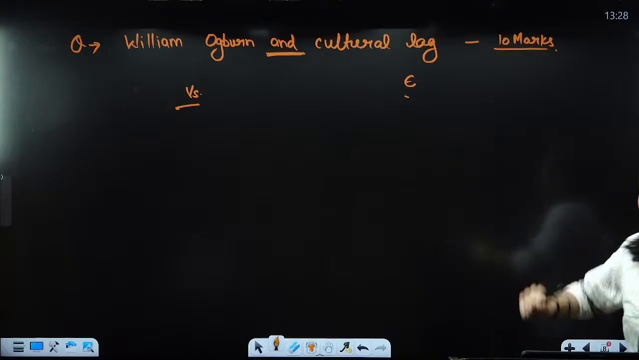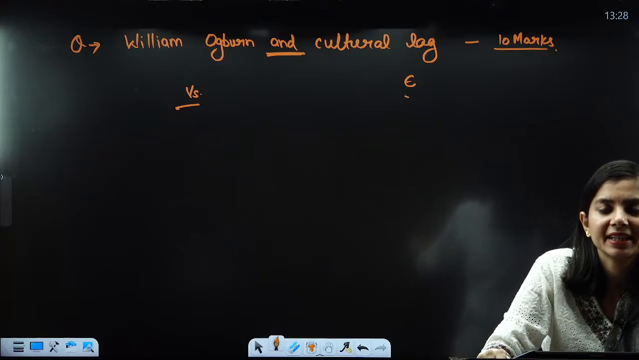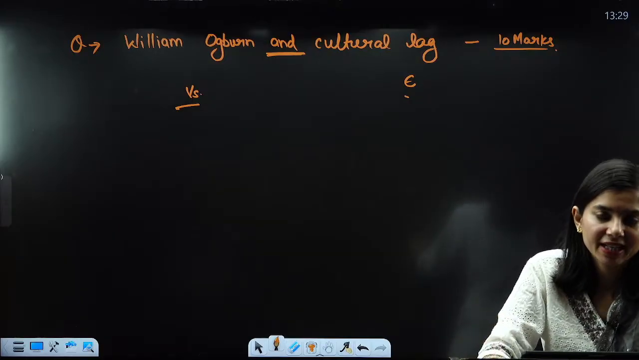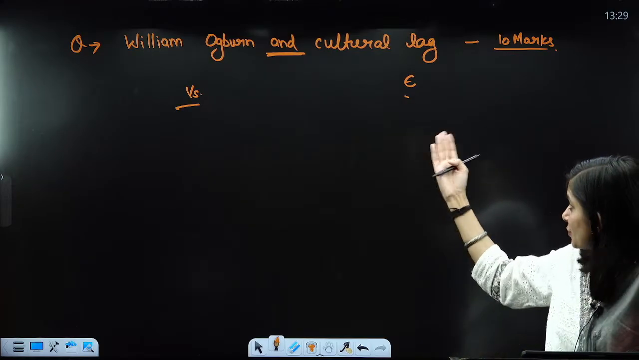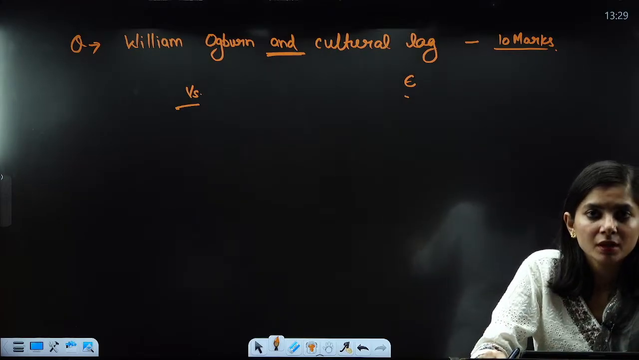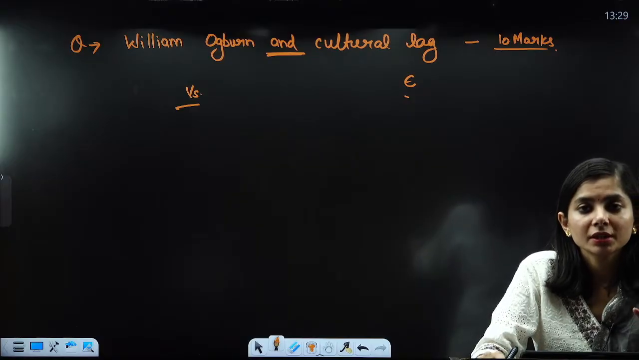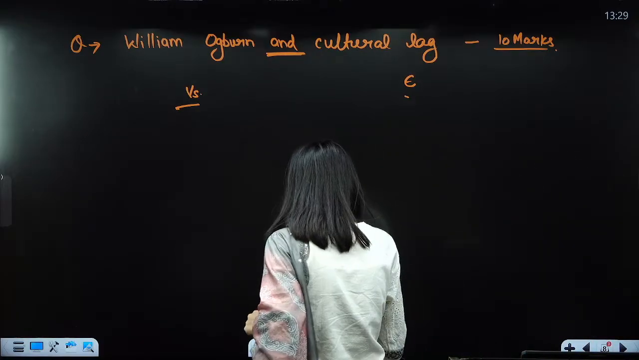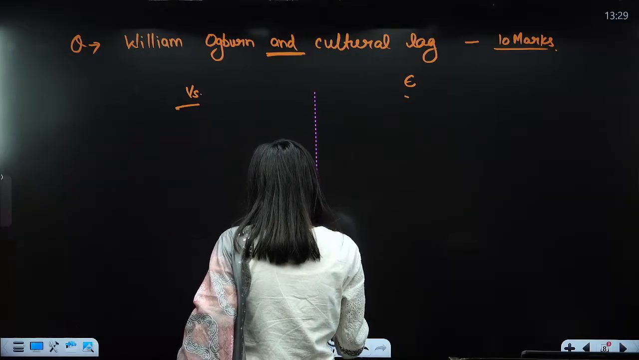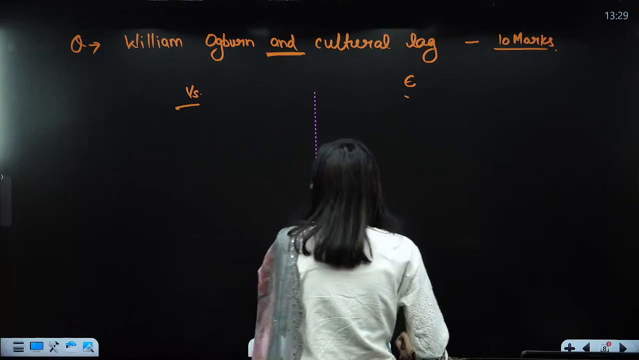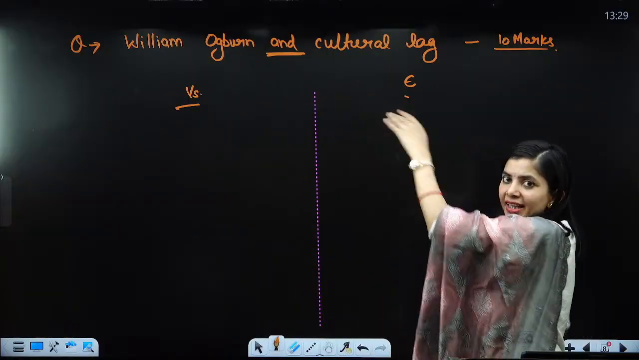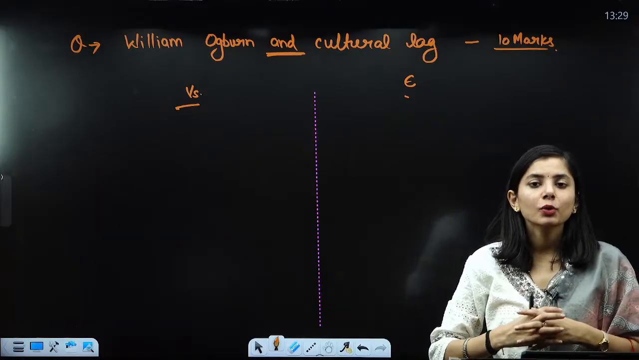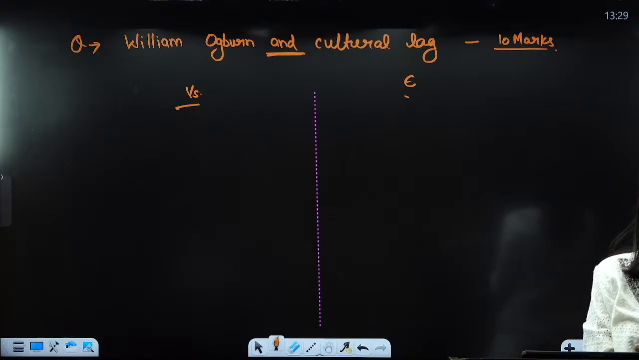Now, for example, the question is material culture and non-material culture. Or the question is culture and civilization. Or the question is like this: William Ogburn and cultural lag. So you need to understand how to approach. When the question seems to be belongs-to, we need to approach differently, and when it seems to be versus, we need to write it differently. First, I am demonstrating the type of question where one belongs to the other. They want us to explain cultural lag with respect to William Ogburn.